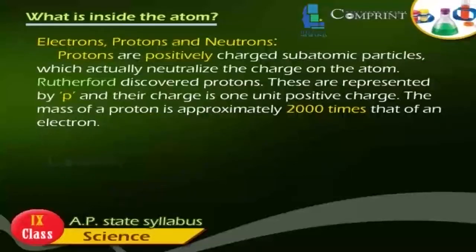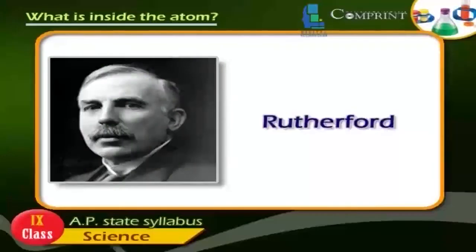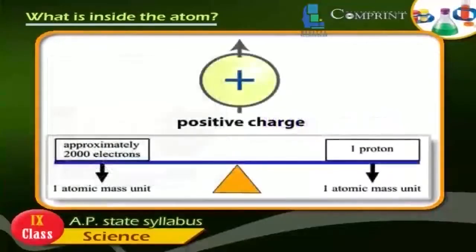Protons are positively charged subatomic particles which actually neutralize the charge on the atom. Rutherford discovered protons. These are represented by p and their charge is 1 unit positive charge. The mass of a proton is approximately 2000 times that of an electron.